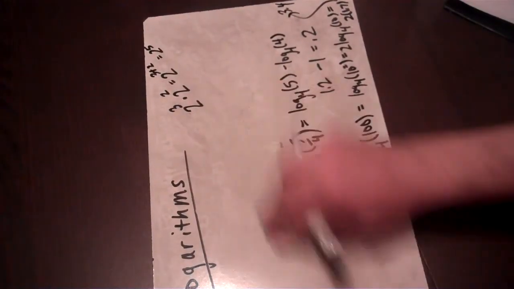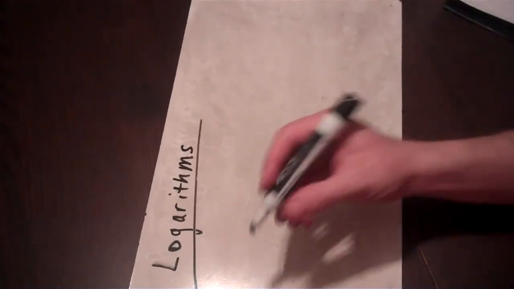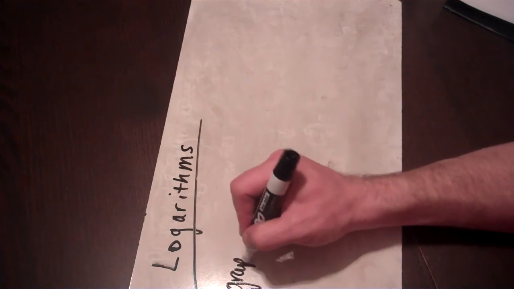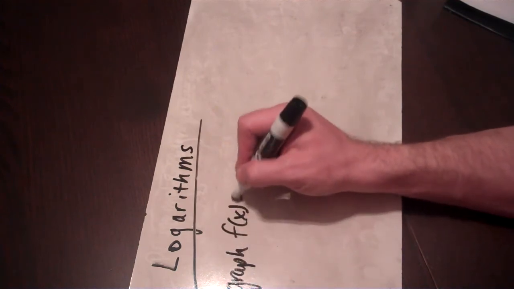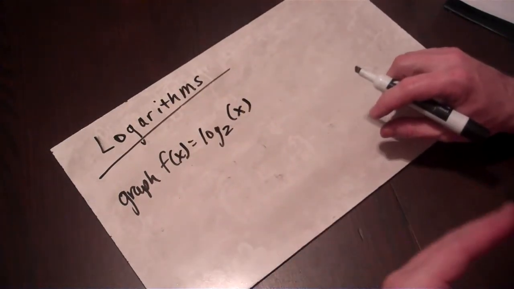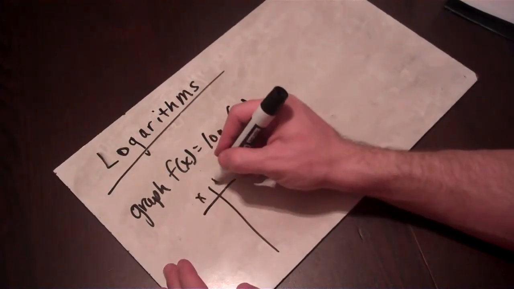So then the next thing that we want to talk about is how to graph a logarithm. And this really is not half bad, it's just like graphing exponential functions. Let's say you want to graph f of x equal to log base 2 of x. So again, you're going to play the same game. You're going to plug in some x values, you're going to find some y values.